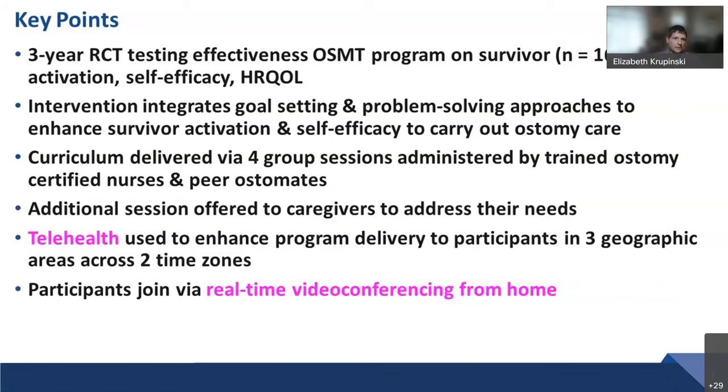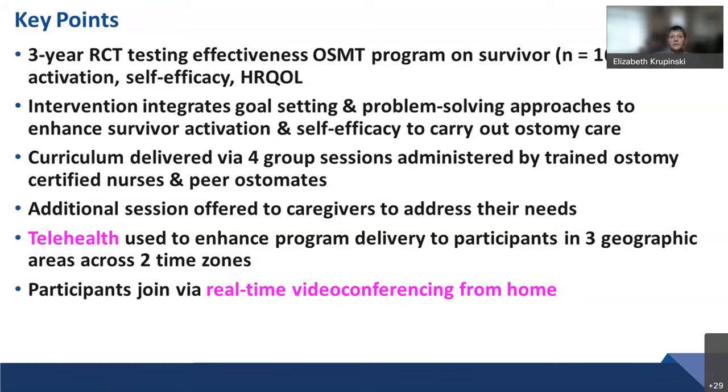The intervention integrated goal setting and problem solving approaches to enhance survivor activation and their self-efficacy to carry out their ostomy care. A lot of cancer patients end up with ostomies after their procedures and go home, especially if you're in a rural area. There's not a lot of help around to help you figure out how to adjust to life with this new problem. The curriculum was delivered over four group sessions, administered by trained ostomy certified nurses and peer ostomates. Additional sessions were given to caregivers as they needed them.